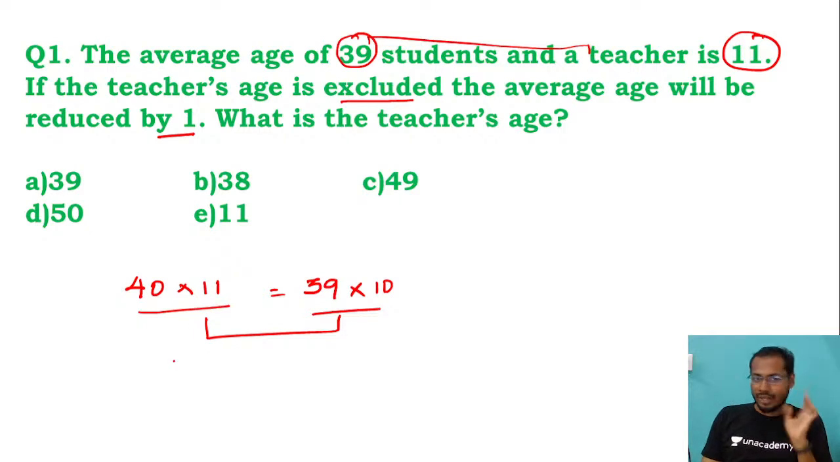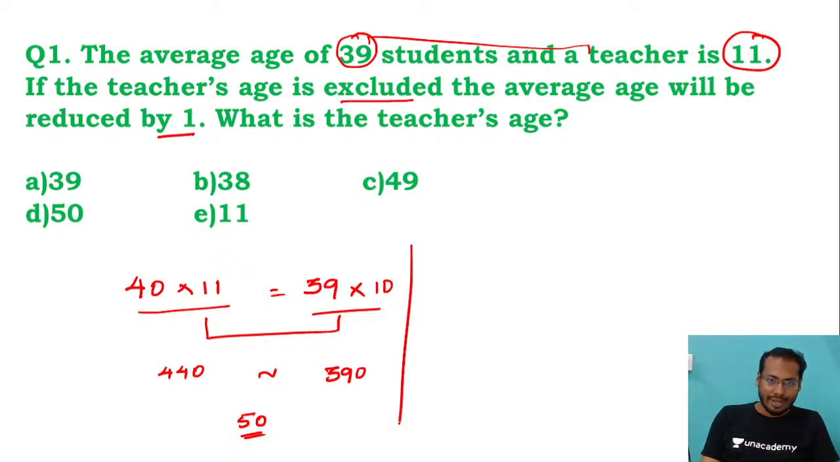Look at this. 40 into 11 is what? 440. 39 into 10 is what? 390. So the difference between these two values is 50. 50 is the teacher's age. Okay, this is one way of getting the answer. Now I want to explain the other way of getting the answer with a shortcut.